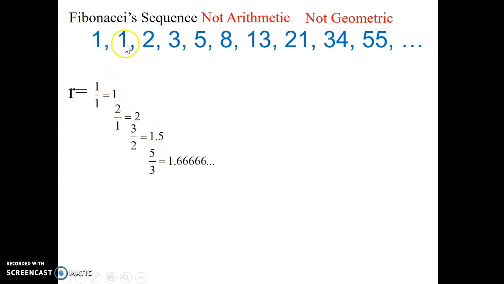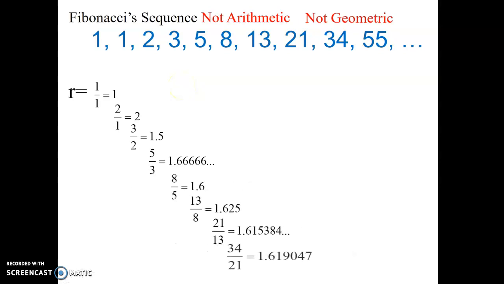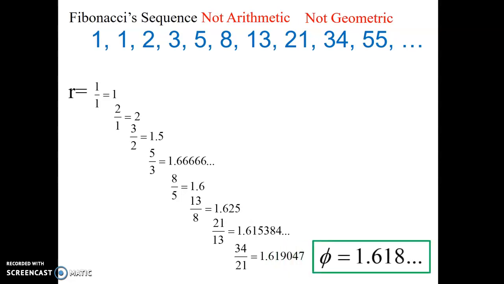All right, when you do 1 divided by 1, 2 divided by 1, 3 divided by 2, 5 divided by 3, and what ends up happening is it approaches and gets closer to this number represented by the Greek letter phi. Okay, and it approaches this 1.618. Okay, it never gets there. It's kind of like an asymptote, right? It's getting closer to this value, but it actually never gets there. It's an irrational number, and this is what's called the golden ratio. This value of 1.618.